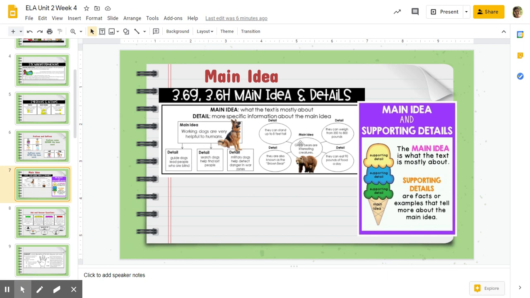Here's another example. Our main idea is grizzly bears are interesting creatures. So all of my details should be interesting facts about bears. We have our first detail: they can stand up to 8 feet tall. Then we have they can weigh from 350 to 800 pounds. They are also known as the brown bear, and they can eat 90 pounds of food a day. So all 4 of those are interesting facts that are unique to the brown bear or the grizzly bear.